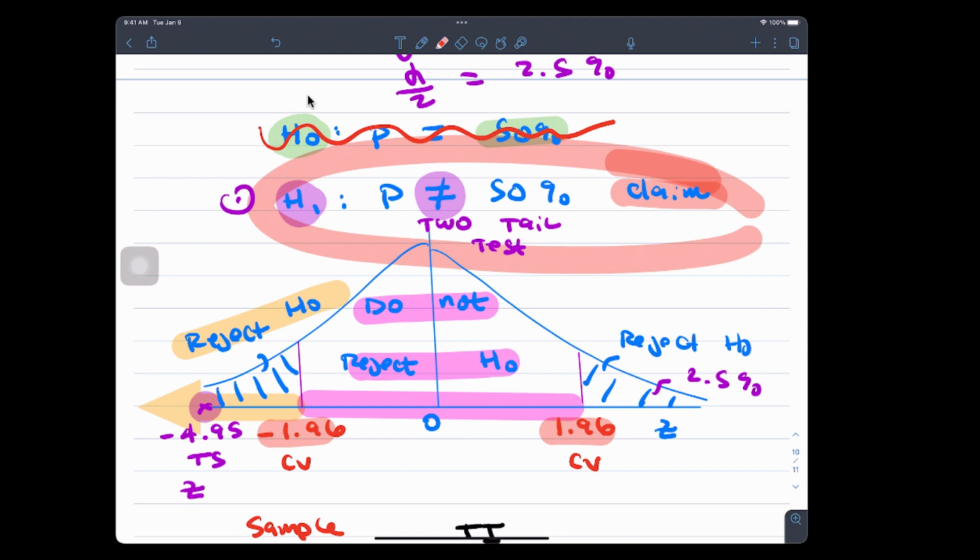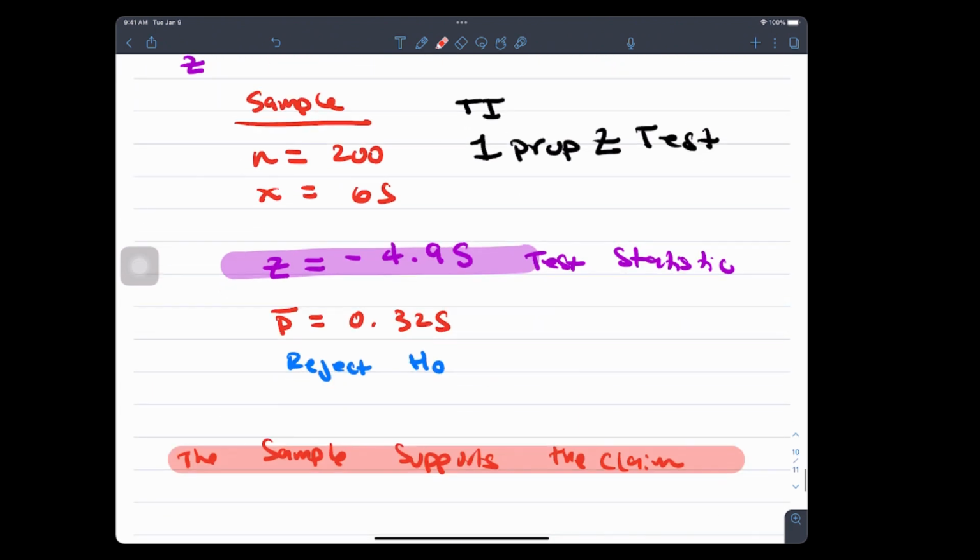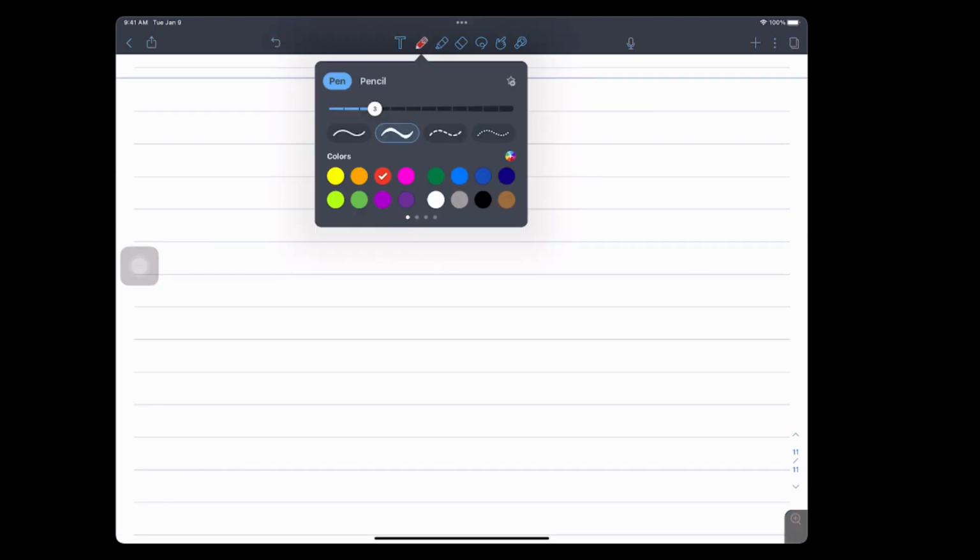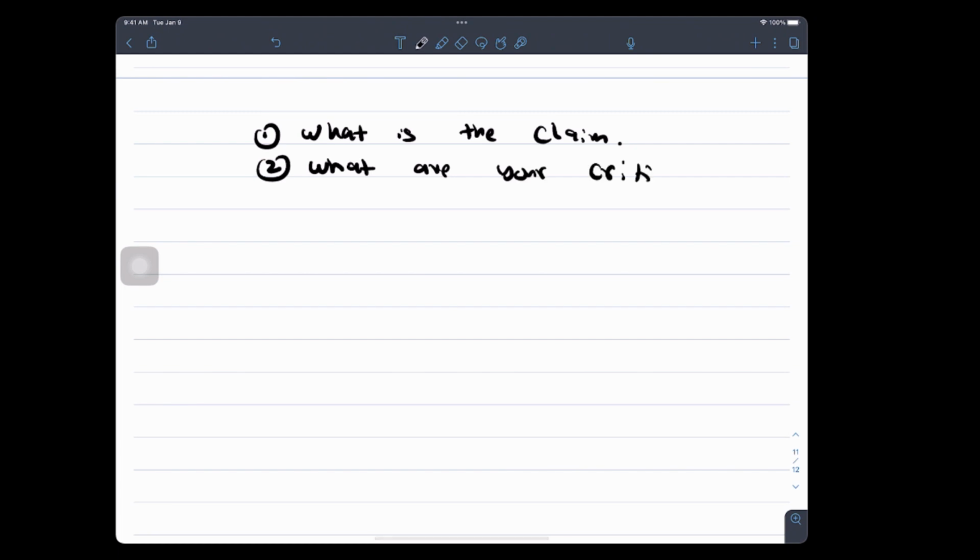Whatever. Let me remind you guys of something here if I go back to the iPad. On a test, I just want you guys to note how I grade. The first question is always going to be, what is the claim? I want you to know what the claim is. The second question is usually, what are your critical values? The third question I like to ask is, what is the test statistic?